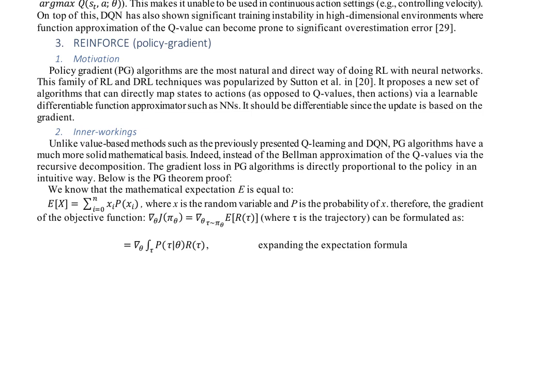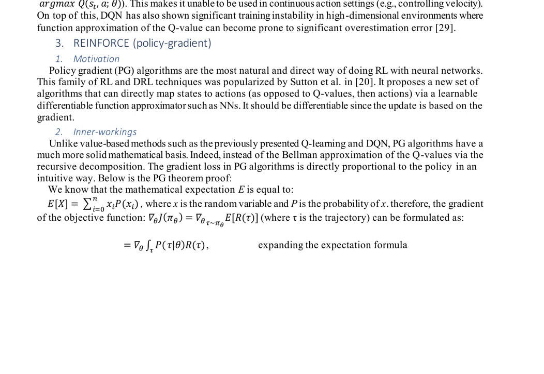However, DQN has limitations, including its inability to handle continuous action settings due to its categorical action generation. Additionally, DQN can exhibit training instability in high-dimensional environments, leading to overestimation errors.